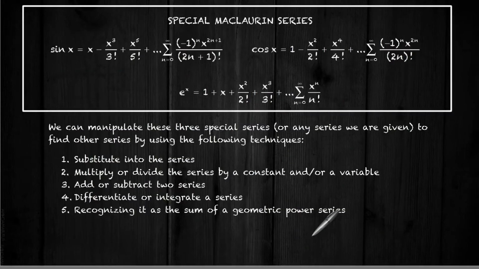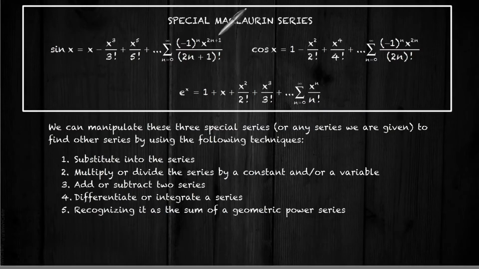Now there are three special Maclaurin series that you absolutely must have memorized for the AP exam, and they are sine of x, cosine of x, and e to the x. You can take some time on your own to generate these. Here are the first few terms of them, and also their general term as well.